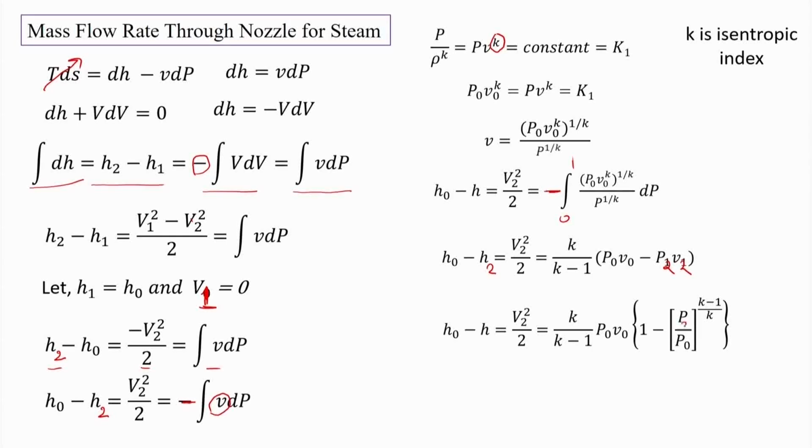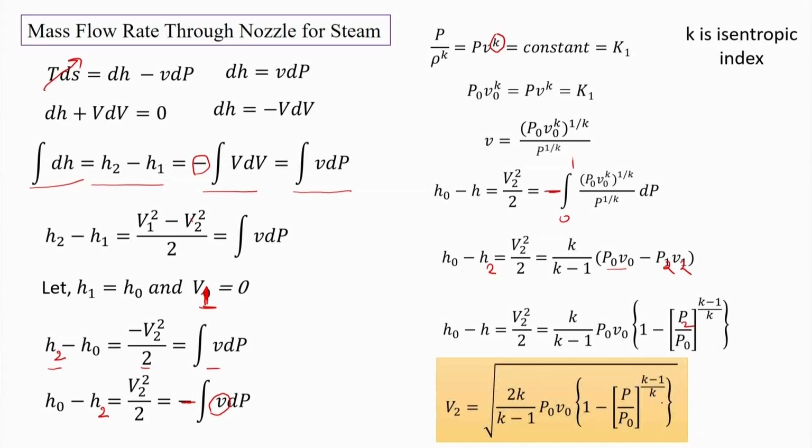So we have H0 minus H is equal to V2 square by 2 is equal to K upon K minus 1 into P0 V0 bracket, 1 minus P2 upon P0 bracket raised to K minus 1 upon K, since we have taken P0 V0 common from the bracket. So this gives us the velocity at the exit of the nozzle, and this formula will be used to find the velocity at the exit of the nozzle.